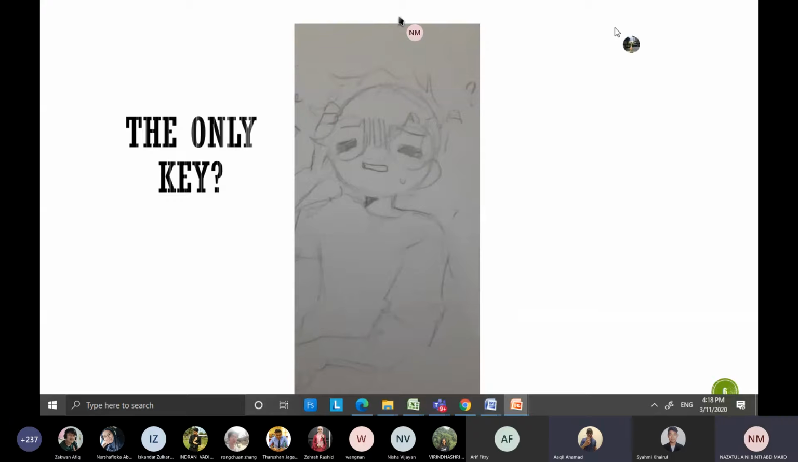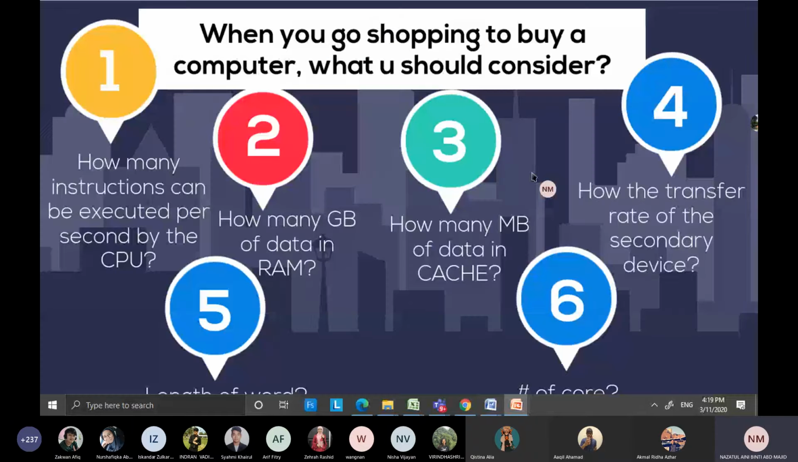Alright, thank you, Syafia. Okay, what does it mean? This is actually a drawing by my daughter using this tablet. She's quite good. Cute, right? She is 13 years old. Okay, is it the only key? No, doctor. No.